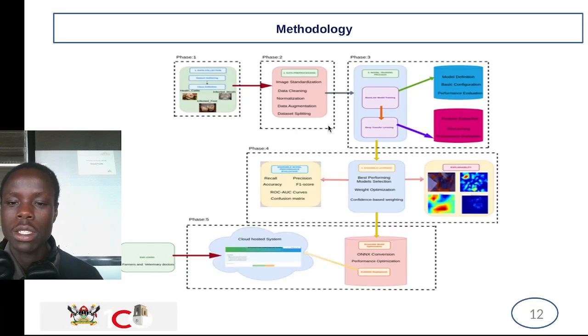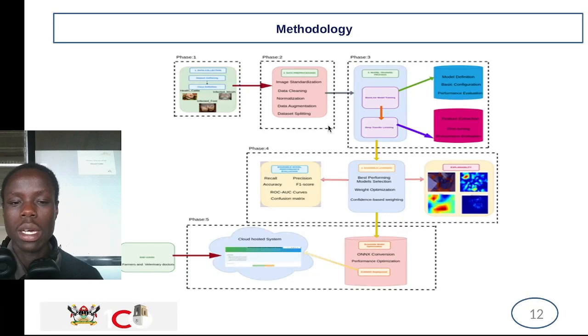Then in the data augmentation, since our classes had varying numbers of images and there was a great class imbalance, we had to carry out data augmentation to help us provide a diverse number of images to train our models properly, and also to help our models generalize and reduce overfitting.